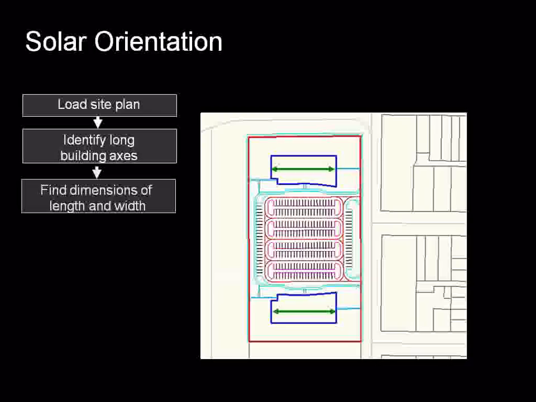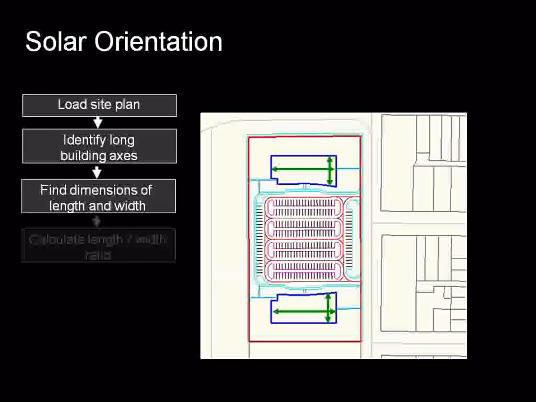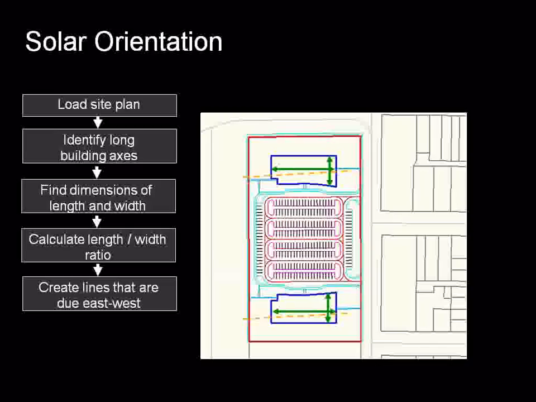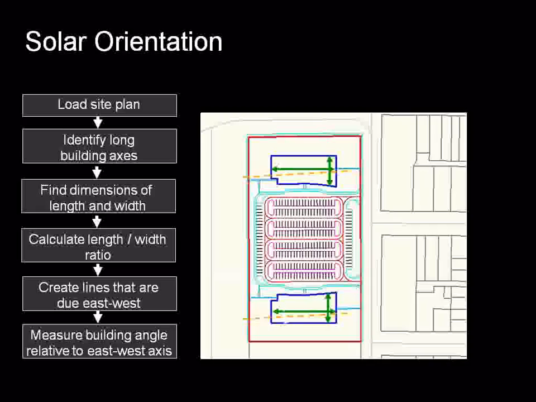Then I will figure out the length-to-width ratio of our building. Next, I will check to see if the long building axis is within 15 degrees of a due east-west line. At this point, if the angle is over 15 degrees, we could use the powerful tools in AutoCAD Civil 3D to quickly redesign the site to change the orientation of the buildings and all of the associated site features to achieve compliance with this LEED requirement.